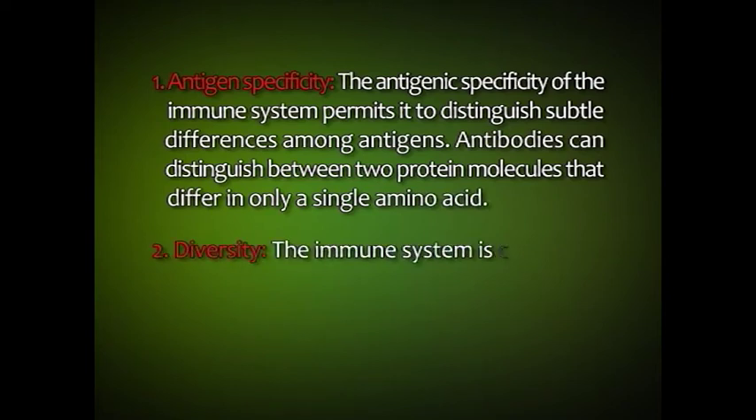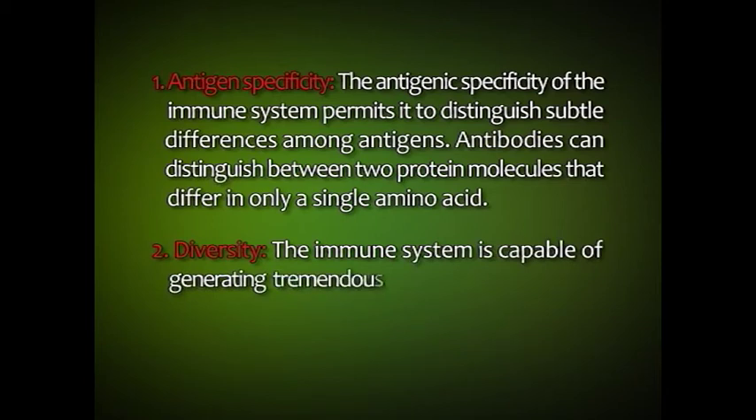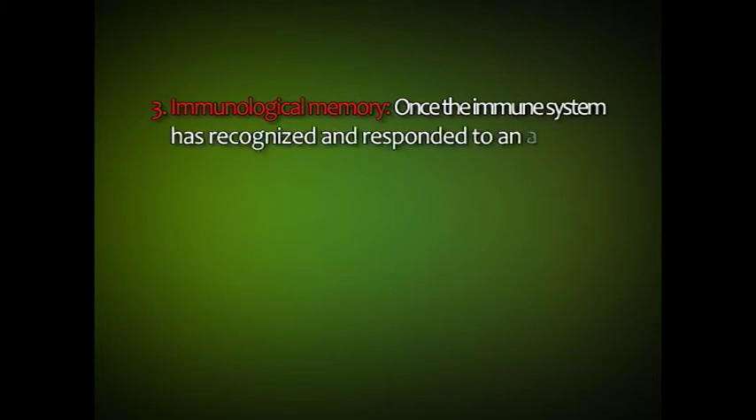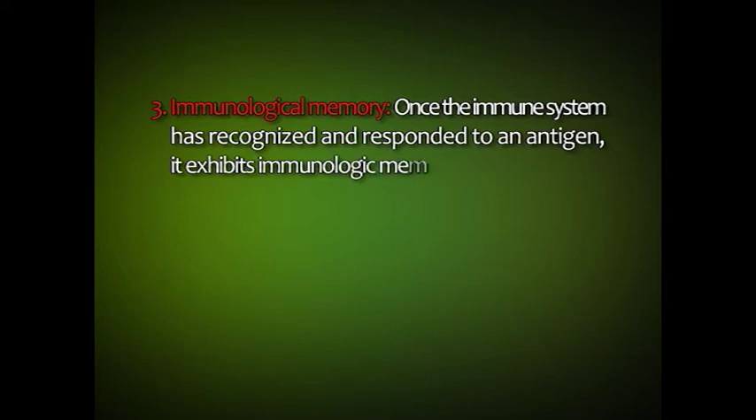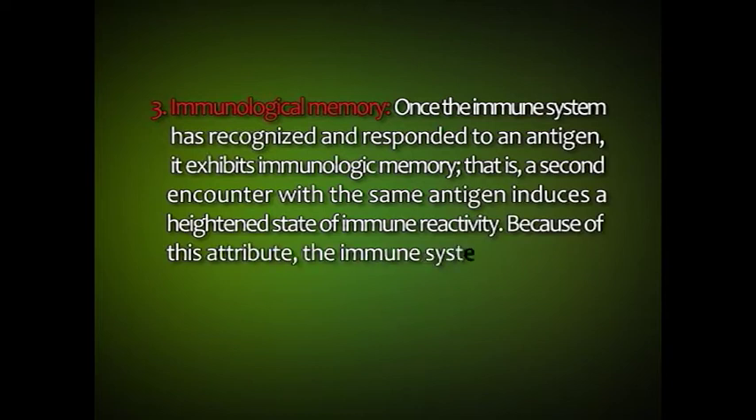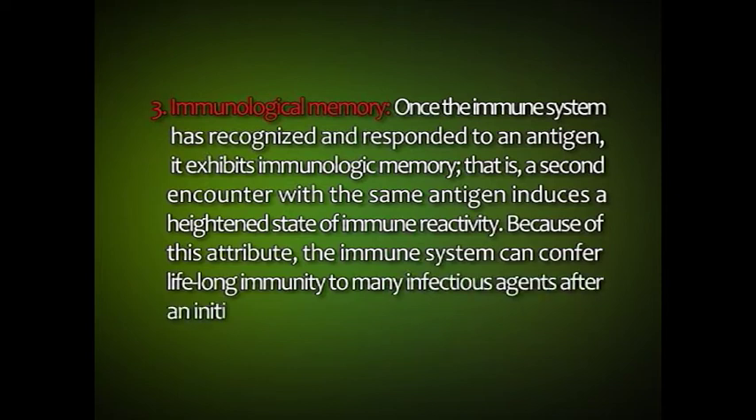Diversity. The immune system is capable of generating tremendous diversity in its recognition molecules, allowing it to recognize billions of unique structures on foreign antigens. Immunological memory. Once the immune system has recognized and responded to an antigen, it exhibits immunologic memory, that is, a second encounter with the same antigen induces a heightened state of immune reactivity. Because of this attribute, the immune system can confer lifelong immunity to many infectious agents after an initial encounter.